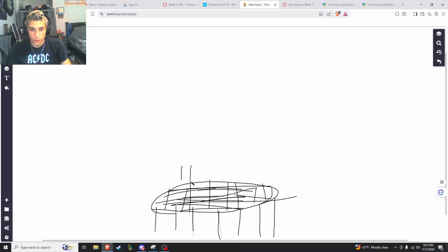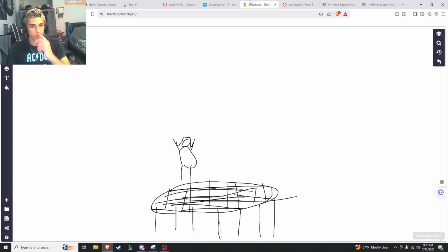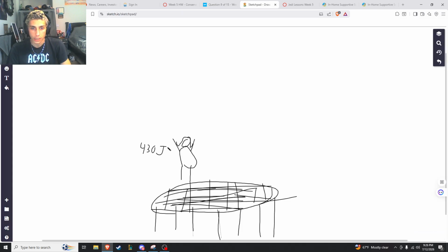At this low potential energy height right here, where she's jumping, she has 430 joules of kinetic energy. This would be her initial kinetic energy, and then her potential energy would be low. And then in a certain time, right here we have h, which is what we're trying to find in this situation. We're trying to find height. She jumps up pretty high.